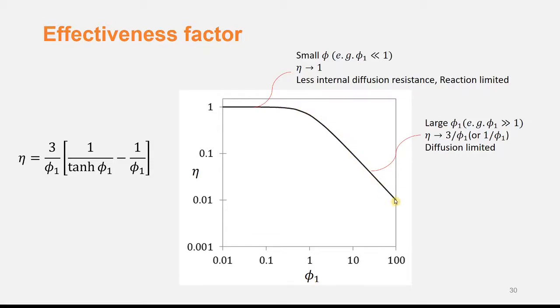You can also see on this plot that at large values of Thiele modulus, the effectiveness factor starts to behave like 1 over phi 1, the inverse of the Thiele modulus. This is because as phi 1 gets large, 1 over tanh phi 1 goes to 1, and this dominates the 1 over phi 1 inside the bracket. The bracket then just tends towards 1 and eta behaves as 3 over phi 1.